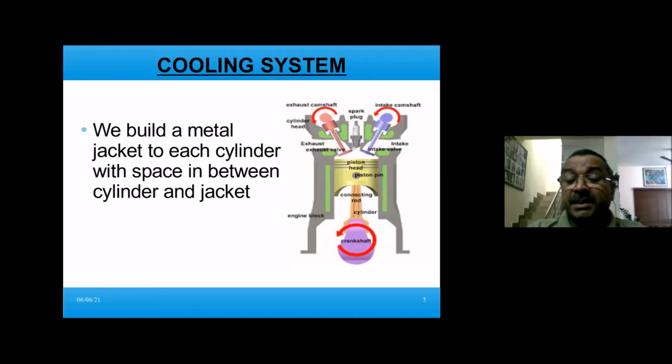You can see this. See the picture. There we have the piston, connecting rod, cylinder, and all those things. And there is an outer jacket for that cylinder. And you can see green colored regions there. Actually, those portions are space for circulating your coolant to cool your engine.